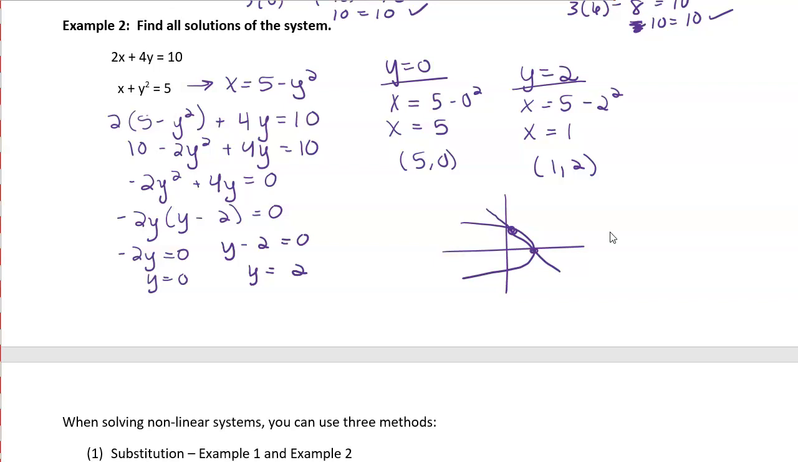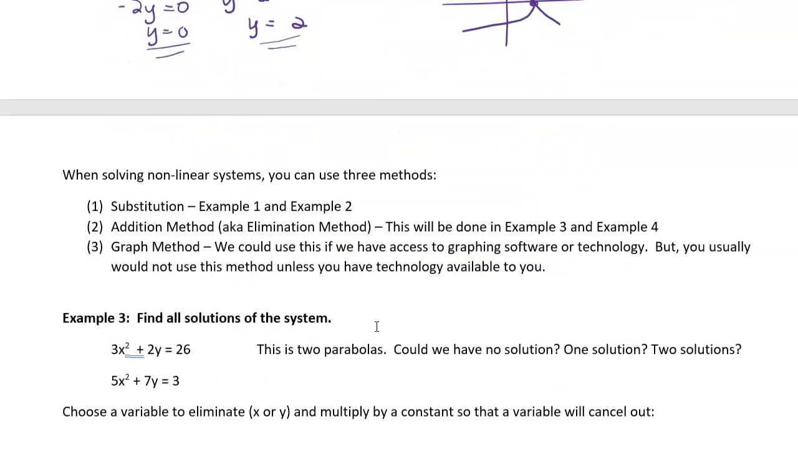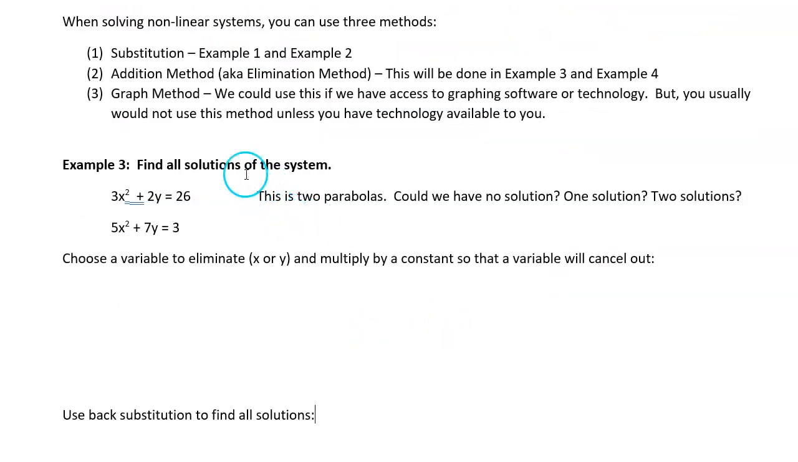I did use substitution, and I solved for the x in the second equation. And then you can see where I plugged that in and solved down. I got y equals 0, y equals 2. And then I found each of those x values that go with those y values, and those are the solutions to your system. And then once again, it's always a good idea to put it on Desmos and see what it looks like.